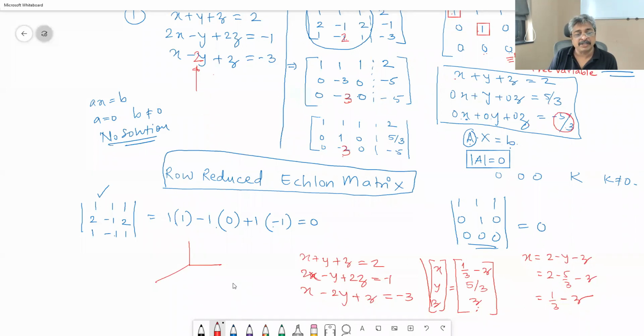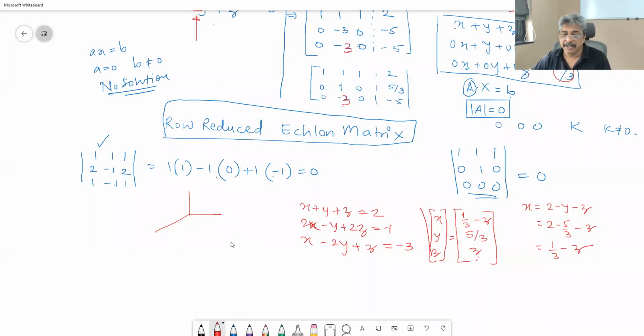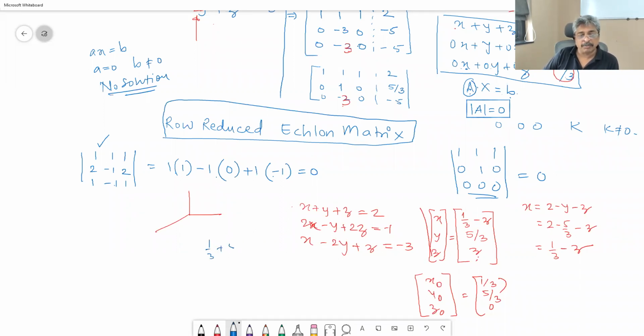If we put value of Z is equal to 0, then the solution set will be say x1, y1, z1, or x0, y0, z0. By putting the value of 0, z0 is equal to 0, x0 is 1 by 3, y0 is 5 by 3. Is it a solution set of this equation? 1 by 3 plus 5 by 3 plus 0 is equal to 2. True. 2 by 3 minus 5 by 3 plus 0 is equal to minus 1. True.